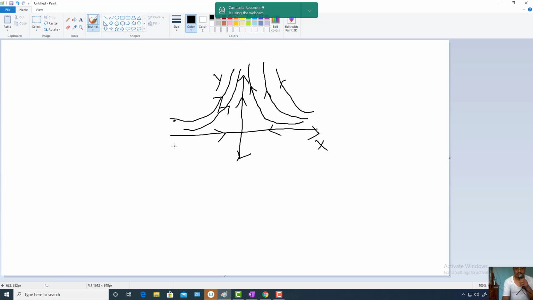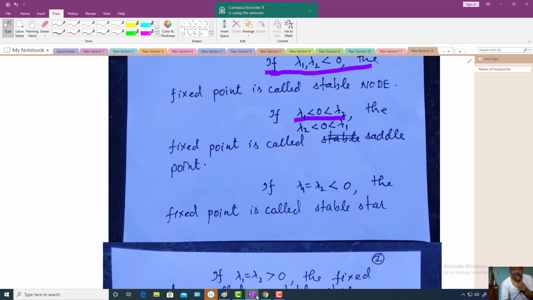So here also it will be like this. So here it will be like this. We'll draw it more nicely in the software, and this is just me explaining what happens.